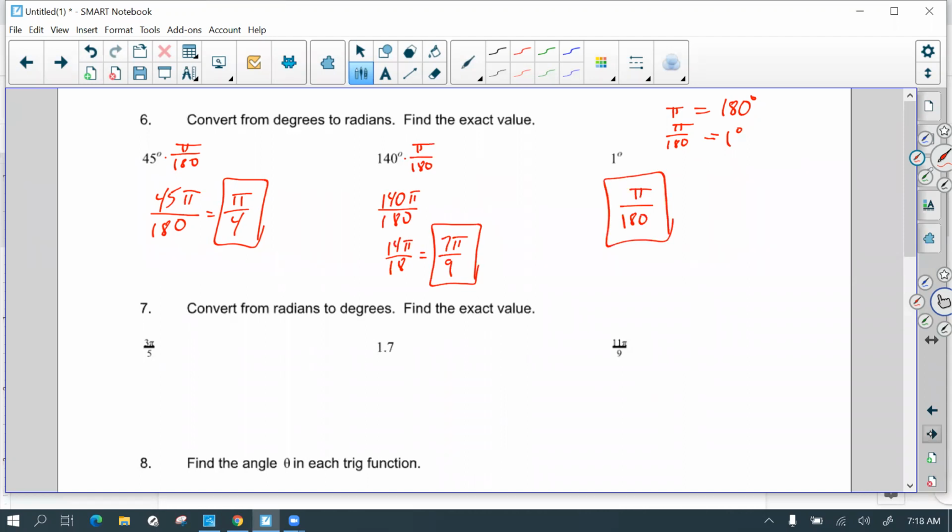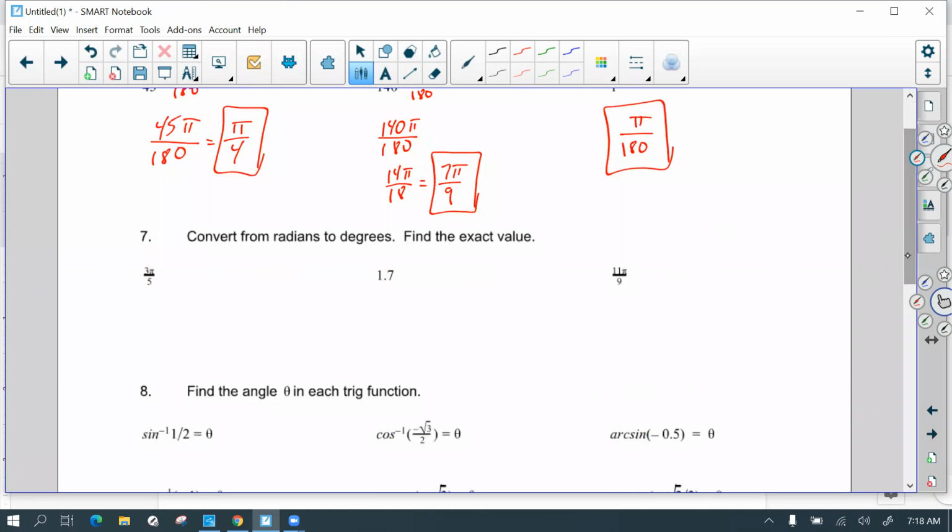1 degree is just pi over 180 radians. Number 7, going backwards. So again, pi radians is 180 degrees. So that means 1 radian is 180 over pi degrees. So 3 pi over 5 must be 3 pi over 5 times 180 over pi. The pi's cancel out. The 5 and the 180, this is 540 divided by 5. And that is 108. Hold on a second.